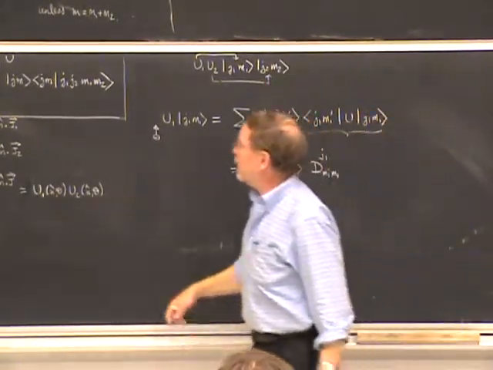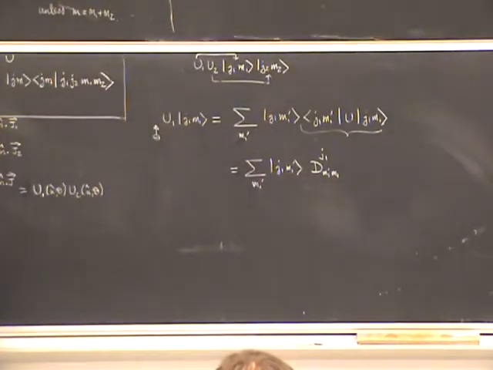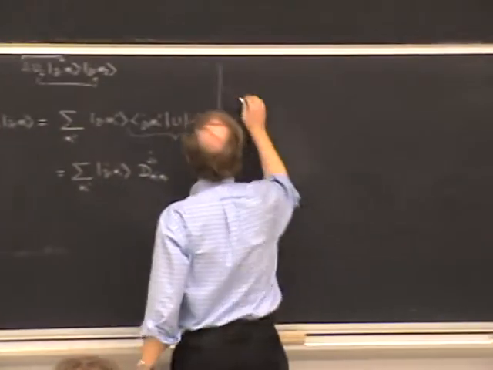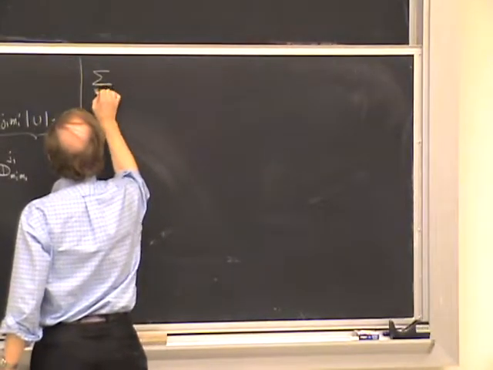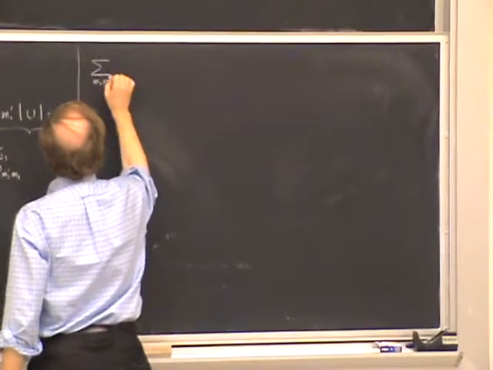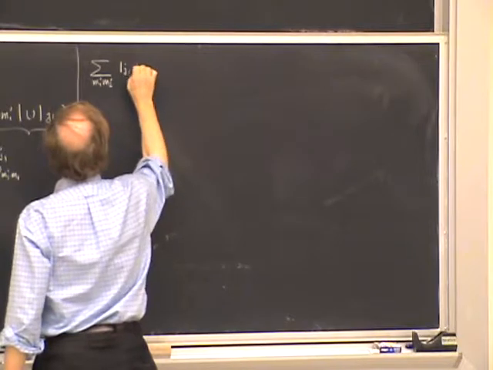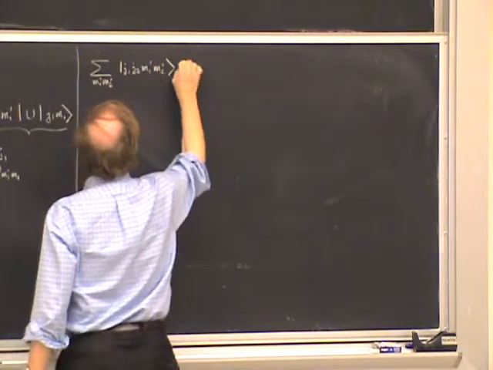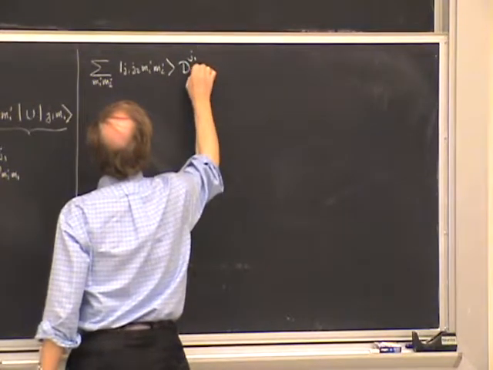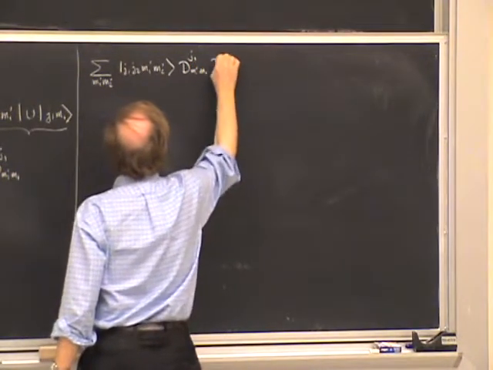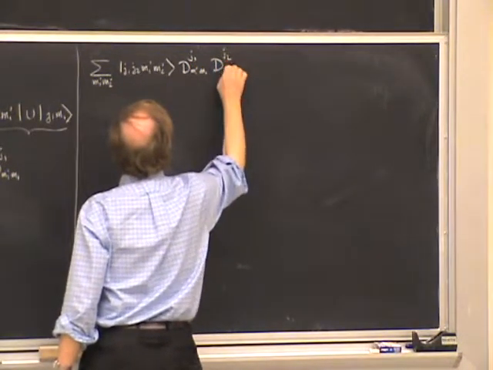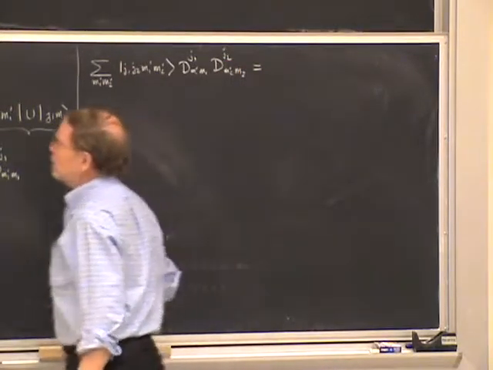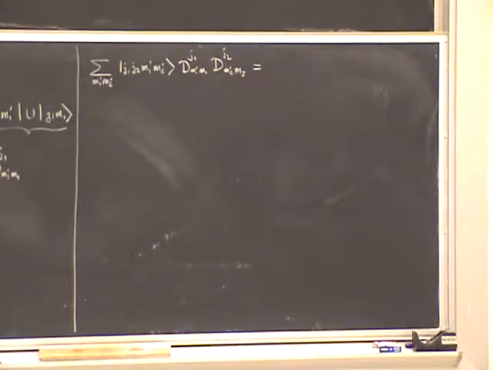So, applying U1 and U2 to the left-hand side, we can write the whole thing out: we get the sum on m1 prime, m2 prime of |j1 j2 m1' m2'⟩, D^(j1)_(m1' m1), D^(j2)_(m2' m2), is equal to the rotated version of the right-hand side.